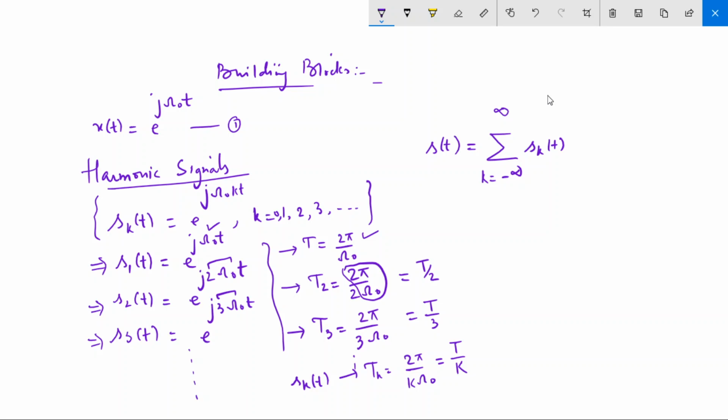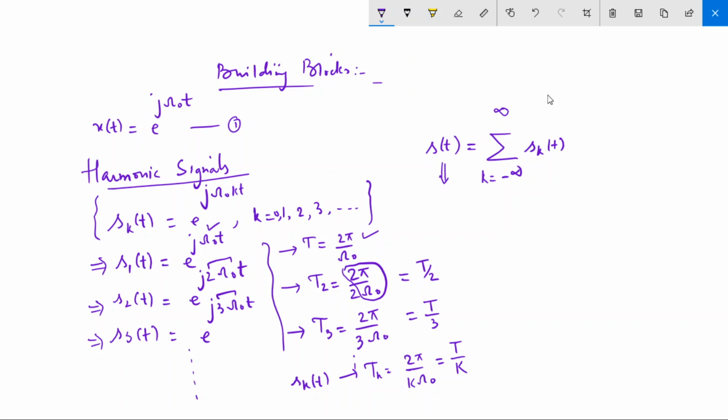Okay, this is the summation of all the harmonic signals starting from minus to plus infinity. So what do you see, how will this signal look? What will be the final signal? This is going to be a periodic signal with a time period of T, that is 2 pi by omega naught. See, this signal S1(t) has a time period T which is 2 pi by omega naught.